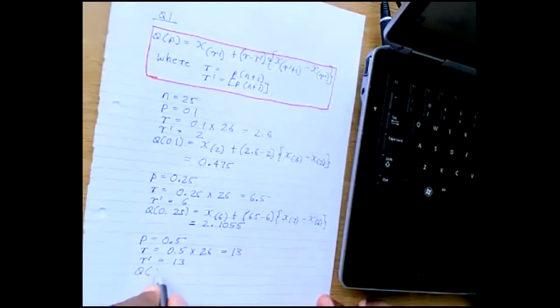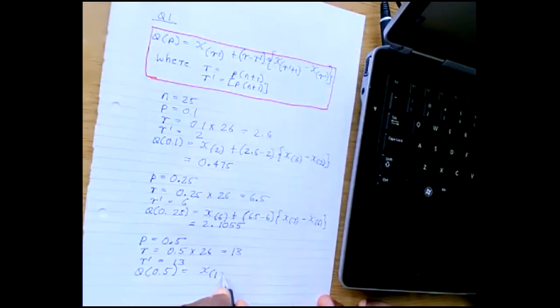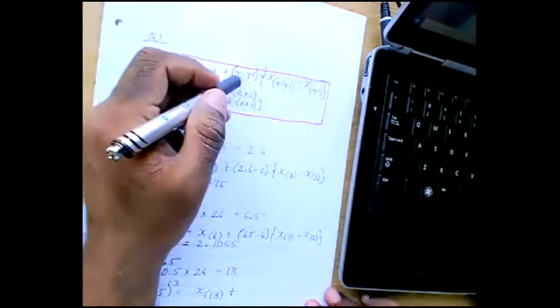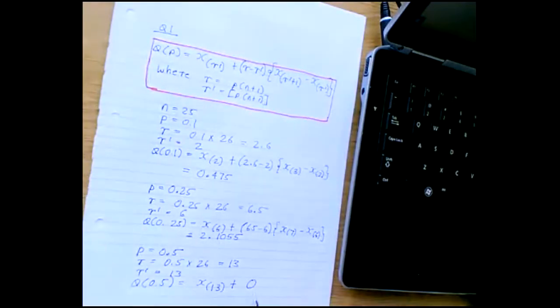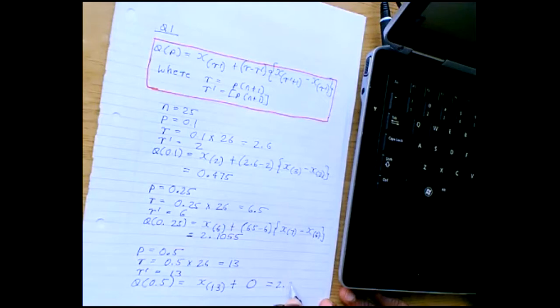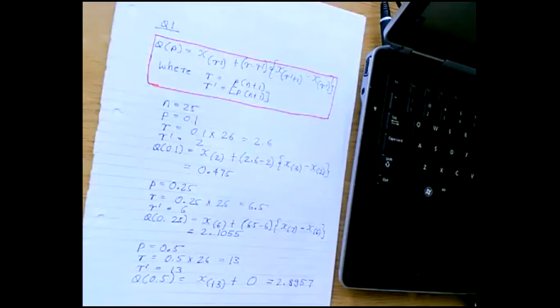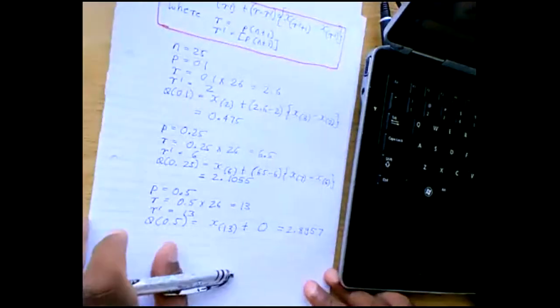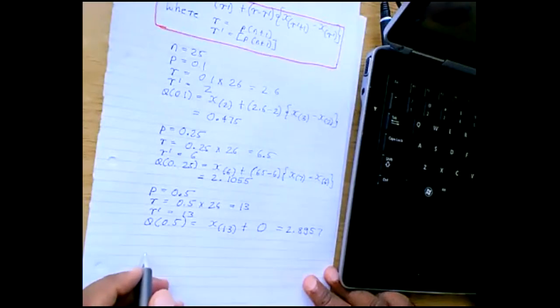So your Q at 0.5 will be x13 plus, if you use this formula, 13 minus 13 is 0. So everything is 0. So this will be equal to 2.8957. As usual, if you have any questions, please use the chat room. I'm happy to answer all your questions anytime, 24/7.